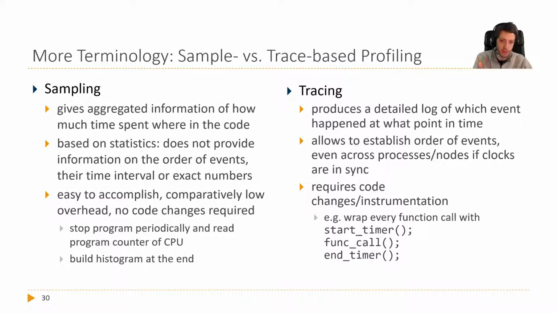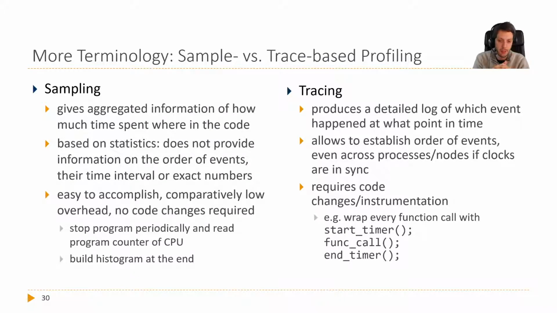On the other hand, there are tracing tools. They produce a detailed log of which event happened at what point in time by, for example, wrapping all the MPI calls. You can simply exchange the MPI header with wrapper calls before calling every MPI function. You do a start timer, stop timer, and if you synchronize your clocks, for example, across processes or nodes, you could even establish order of events between ranks, assuming you can synchronize your clocks.